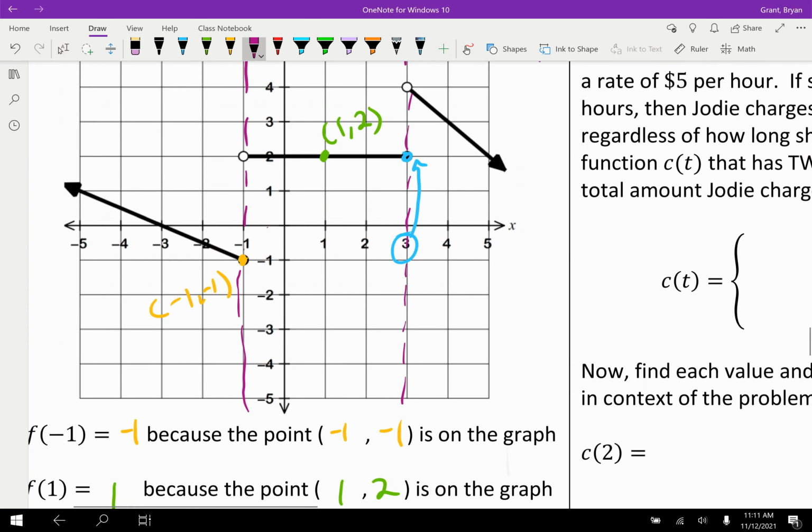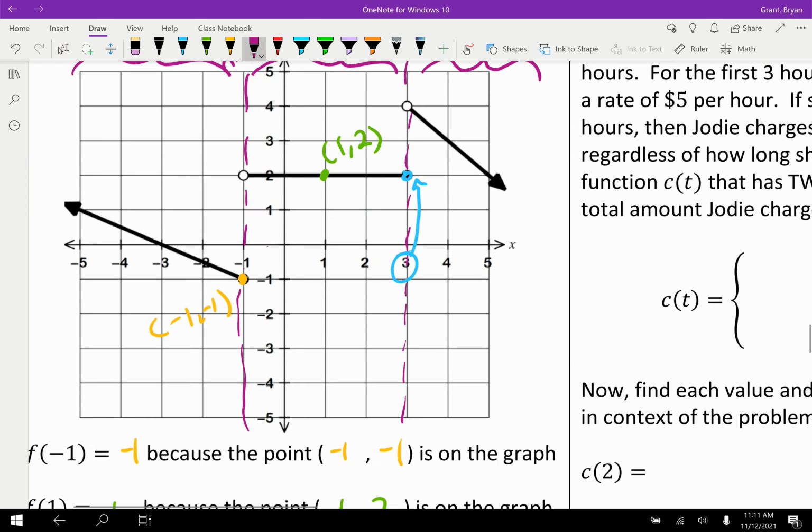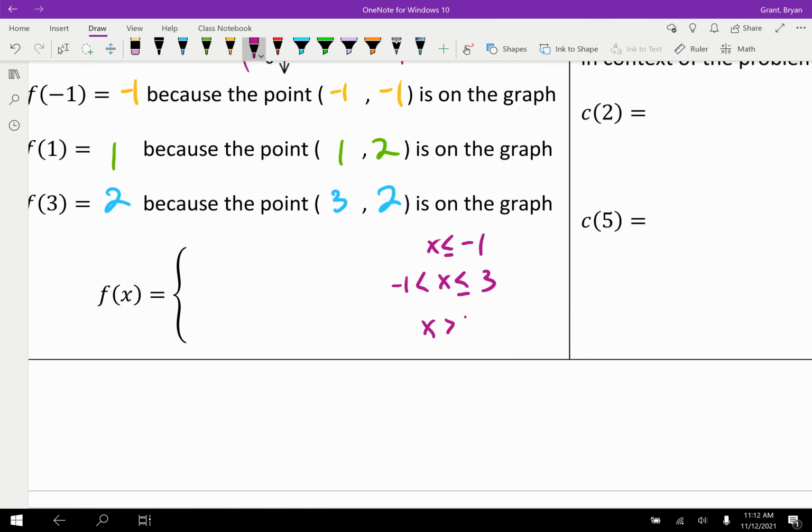Last but not least, we have this guy over here. Starts at 3, and it's only to the right or greater than 3. And you might have noticed that there was no equal sign on 3. The equal sign already got used up here. Let's write those three equations.